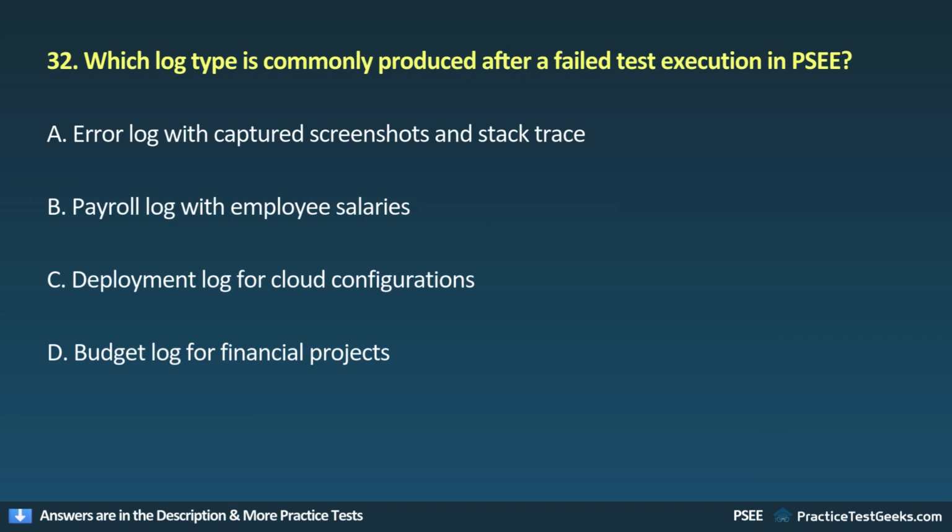32. Which log type is commonly produced after a failed test execution in PSEE? A. Error log with captured screenshots and stack trace. B. Payroll log with employee salaries. C. Deployment log for cloud configurations. D. Budget log for financial projects.